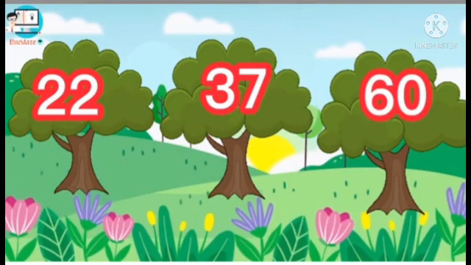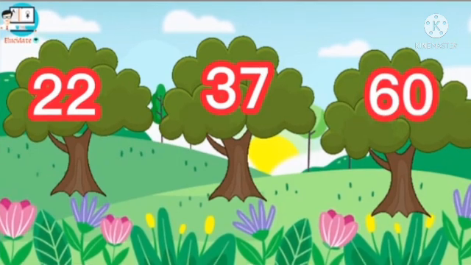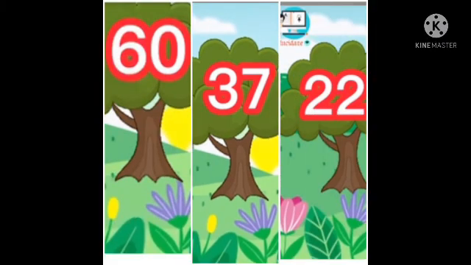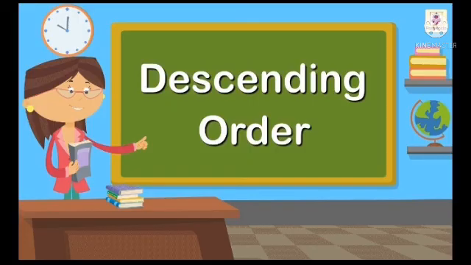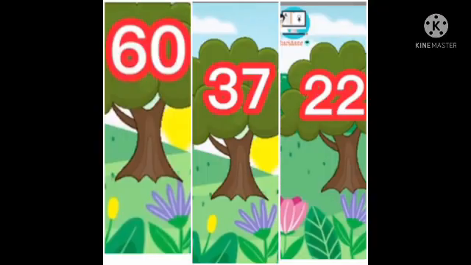Children, look at the next example. We have numbers 22, 37 and 60. We have to arrange all these numbers in descending order. So what number will come first in descending order? We will start from the greatest number. 60 is the greatest number, 22 is the smallest number, and 37 is smaller than 60. So children, what will be the descending order of this series? The greatest number 60 will come first, then 37, and the smallest number will come last.